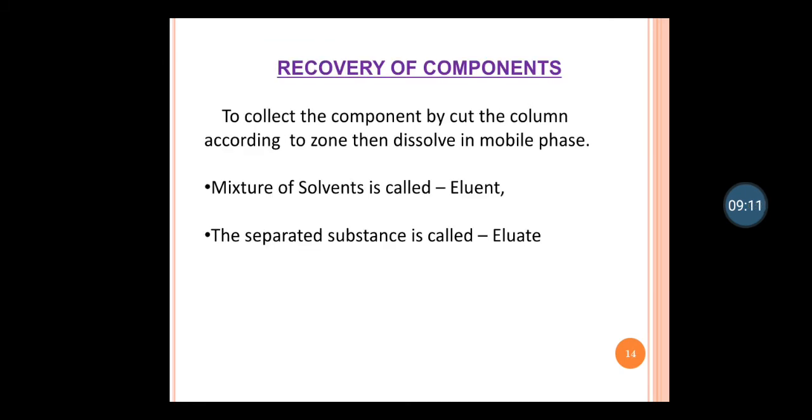The next step is recovery of components. To collect the components, cut the column according to the color zone, then the components are dissolved in the mobile phase. The mixture of solvent is usually called the eluent. The separated substance is called the eluate.